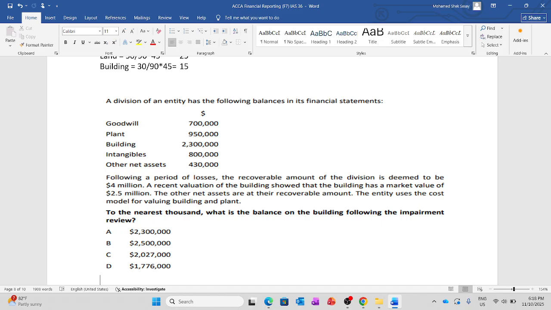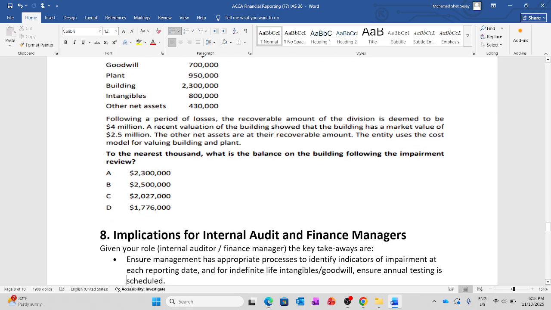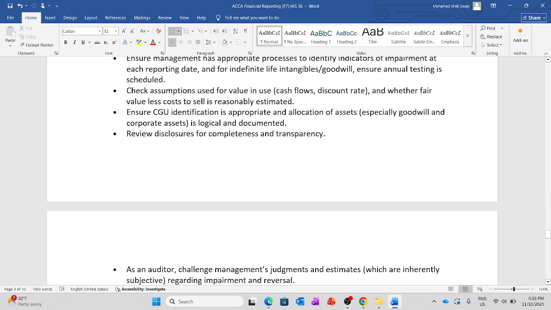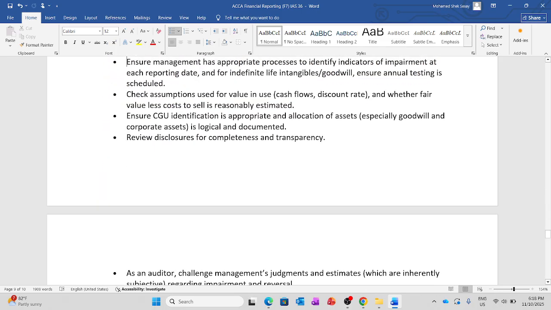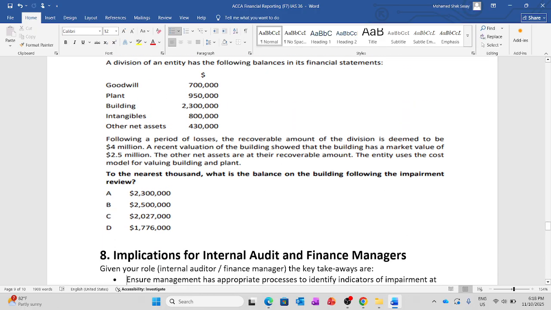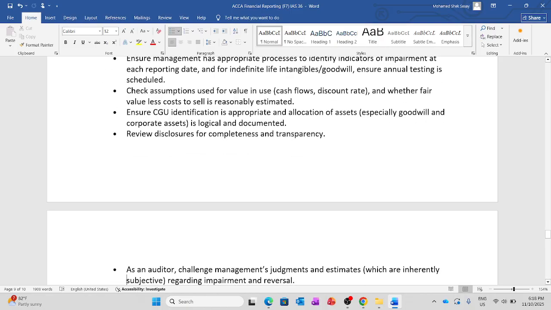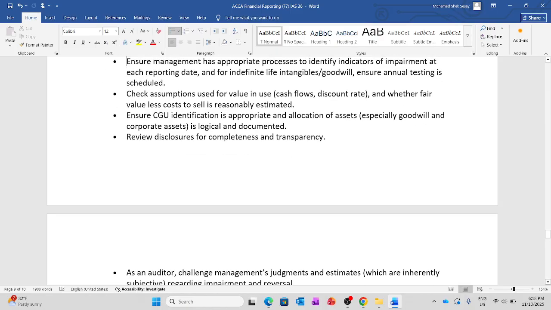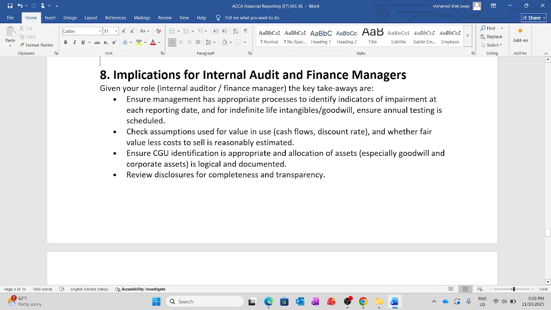So this is the explanation, then you can solve it, then you can have the answer. So now we are going to look at implications for internal auditor and finance manager. This has more to do with the strategic business reporting student knowing the financial impact, as well as the internal auditor and finance manager.